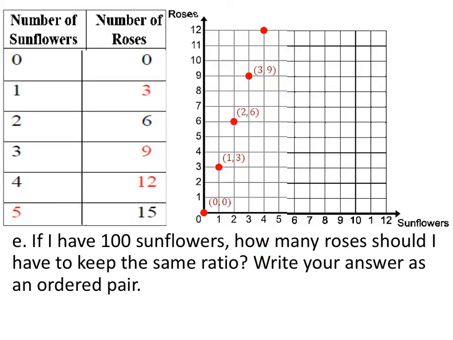All right, try and solve E. If you have 100 sunflowers, how many roses should you have to keep the same ratio or to keep them proportional? Also wants the answer as an ordered pair.